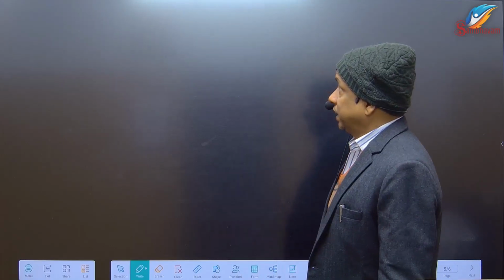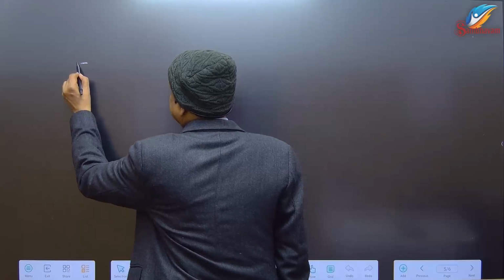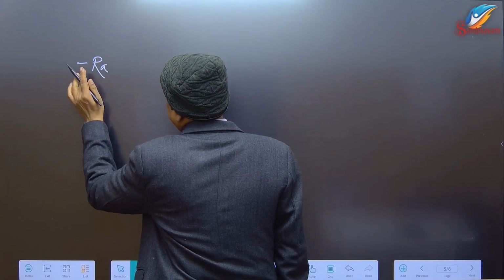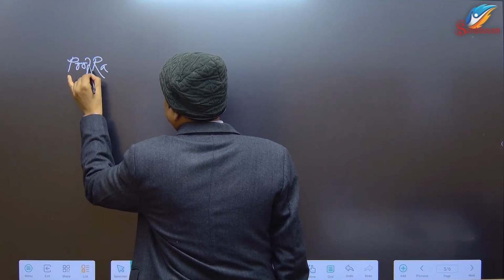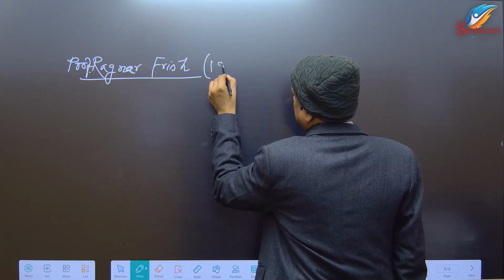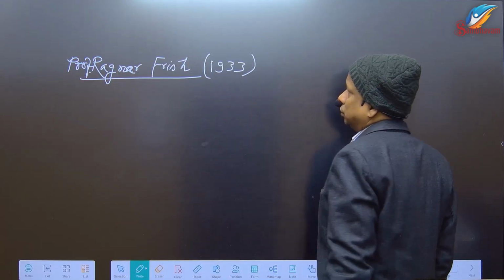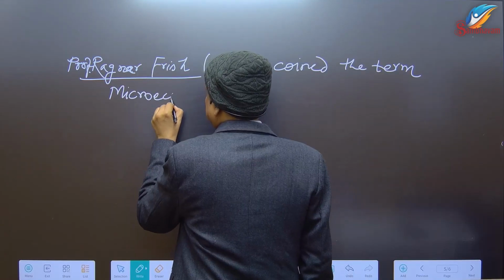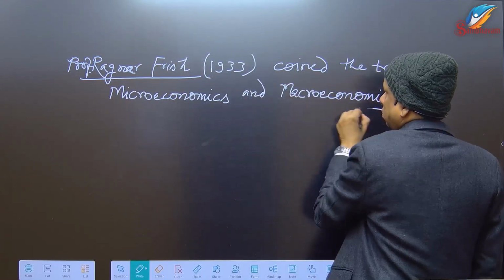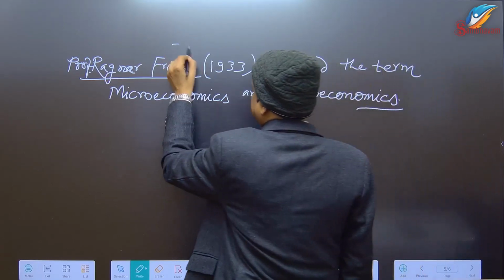Now, one question regarding microeconomics and macroeconomics has been asked several times in UPSC and state level services. That is, who coined the term microeconomics and macroeconomics? Its answer is Professor Ragnar Frisch. Professor Ragnar Frisch in 1933 coined the terms microeconomics and macroeconomics. Very important, Ragnar Frisch.